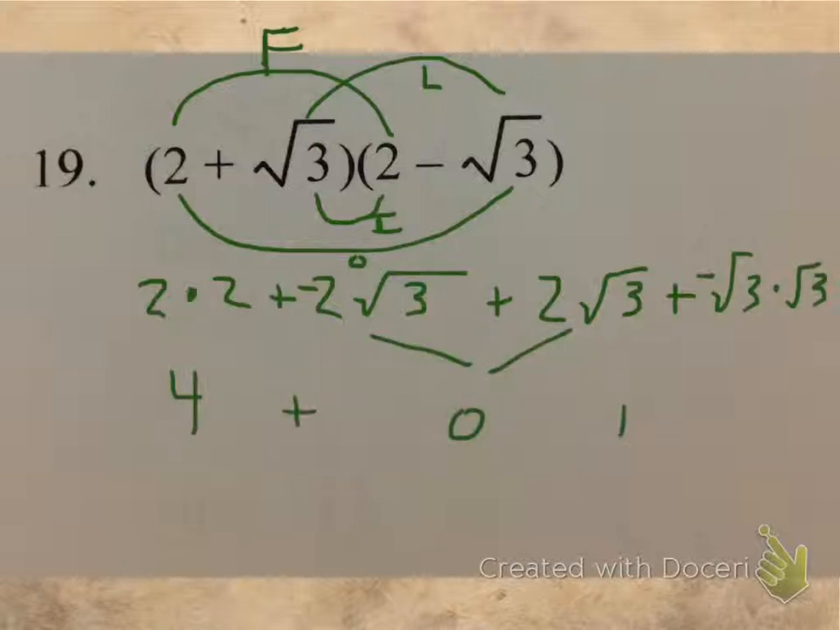So we simplify, 2 times 2 is 4. The middle terms cancel out because they are opposites, additive inverses, so that equals 0. And then the negative square root of 9 means minus 3. So we end up with 4 minus 3, which equals 1.